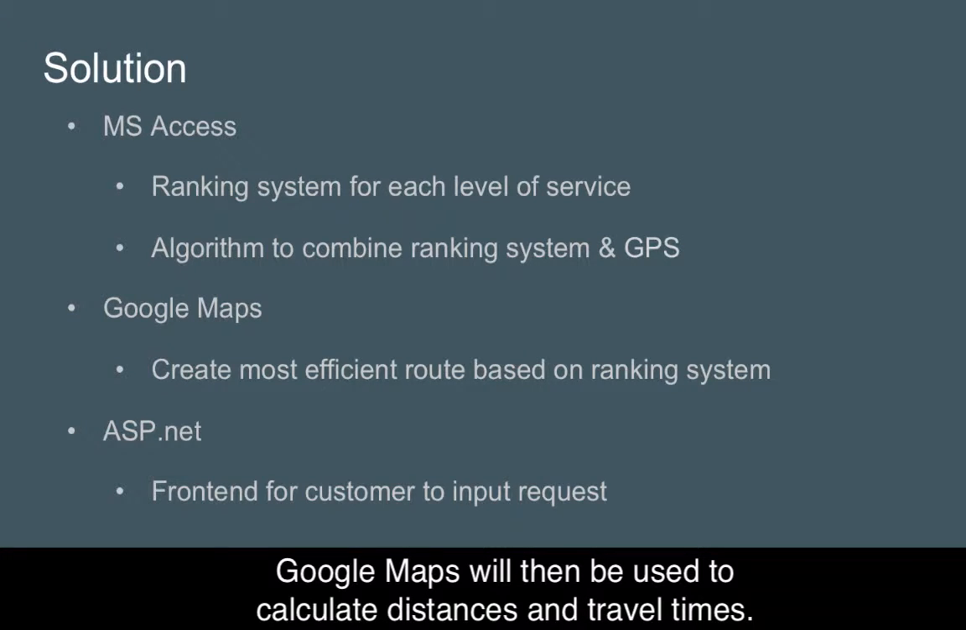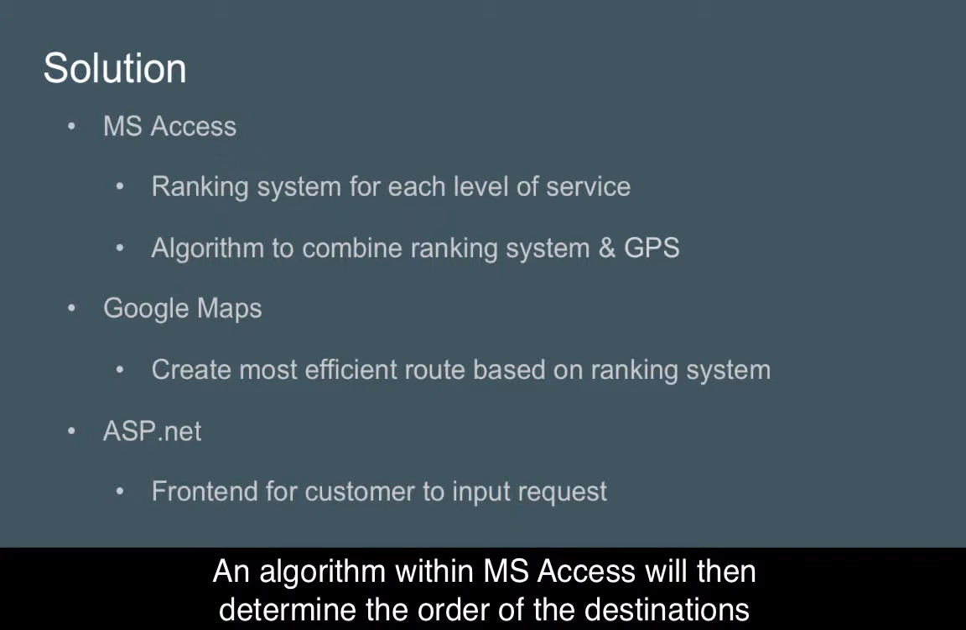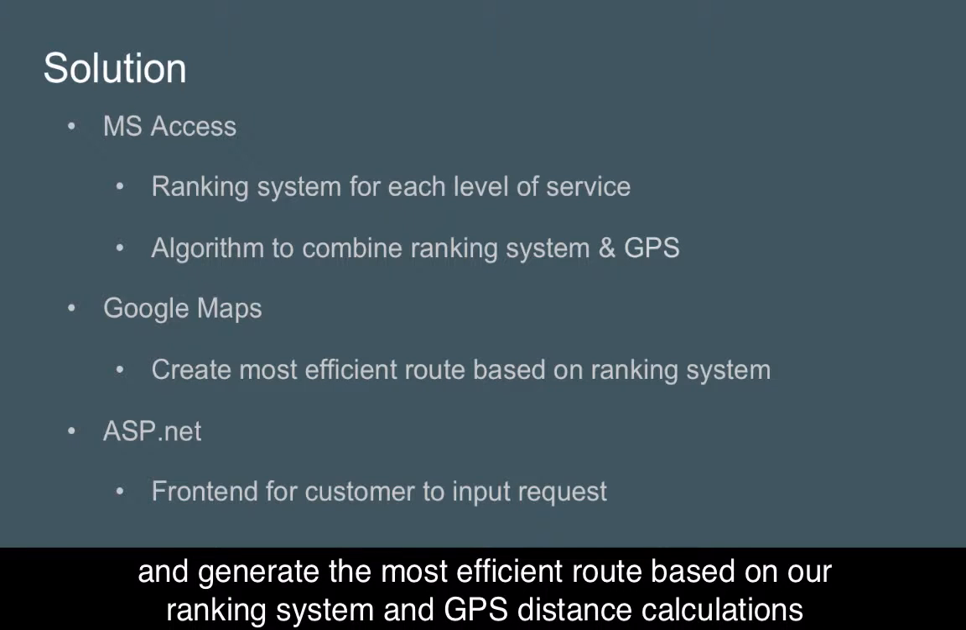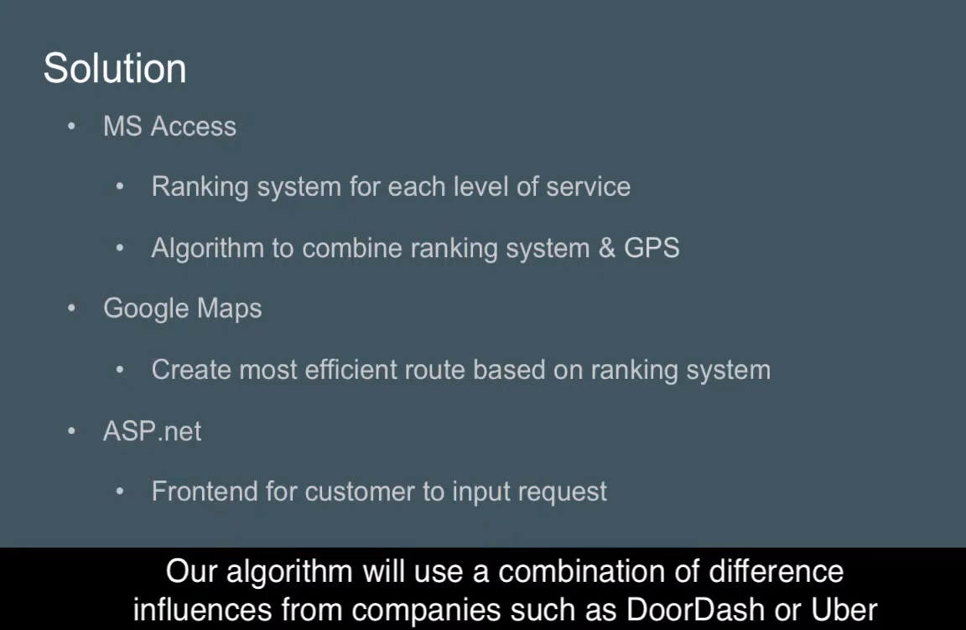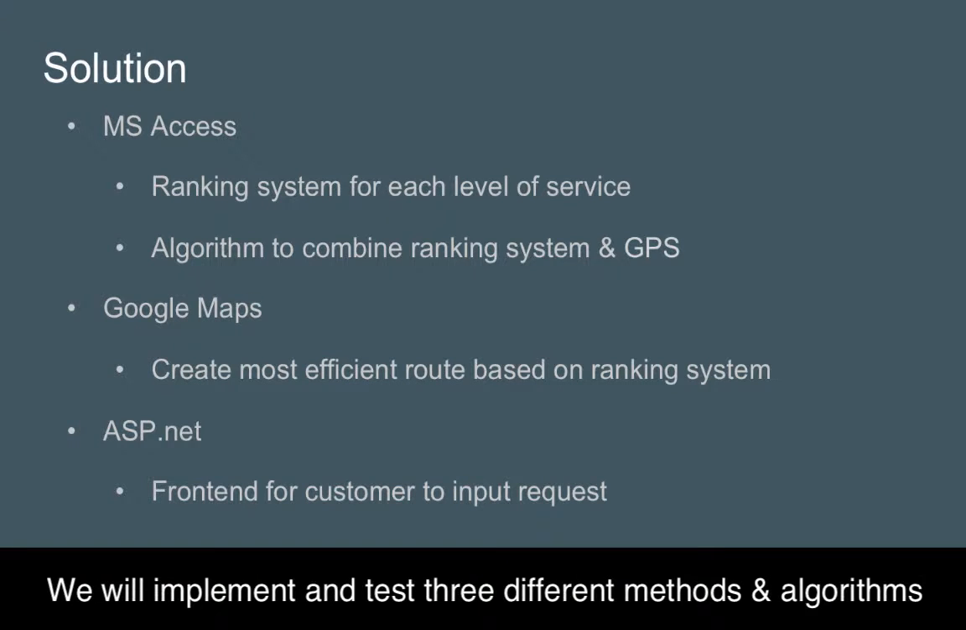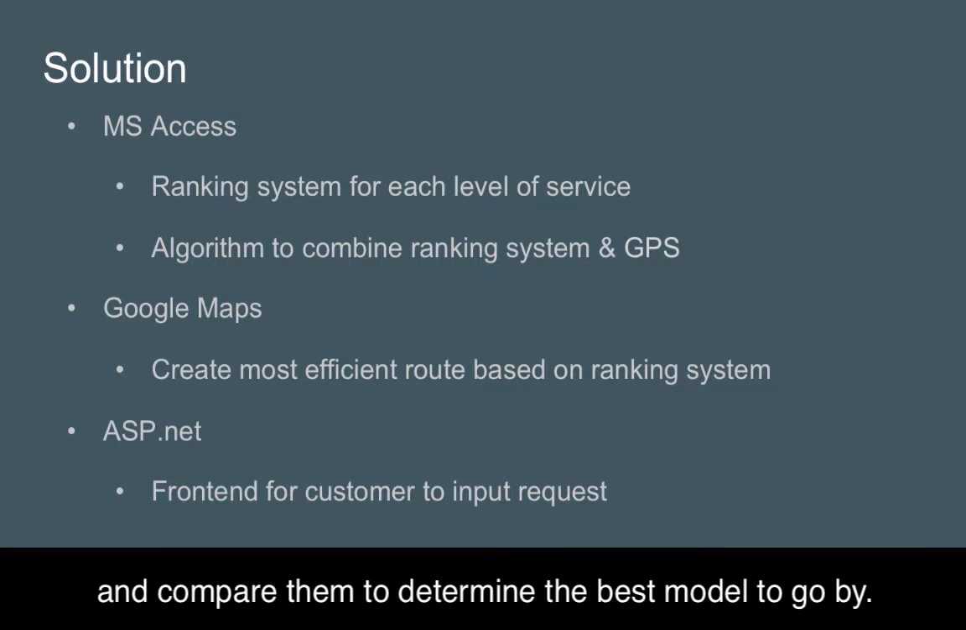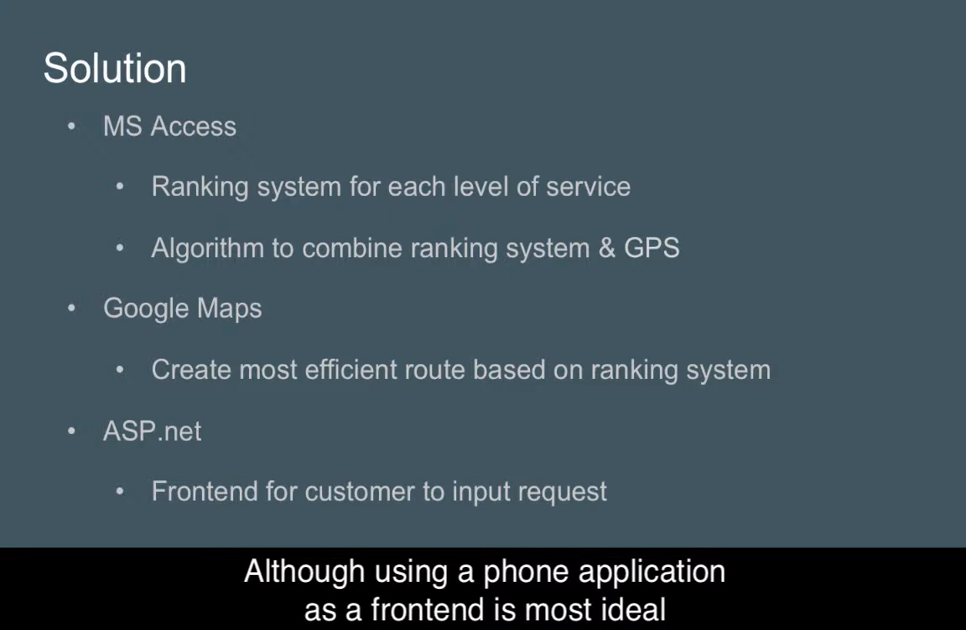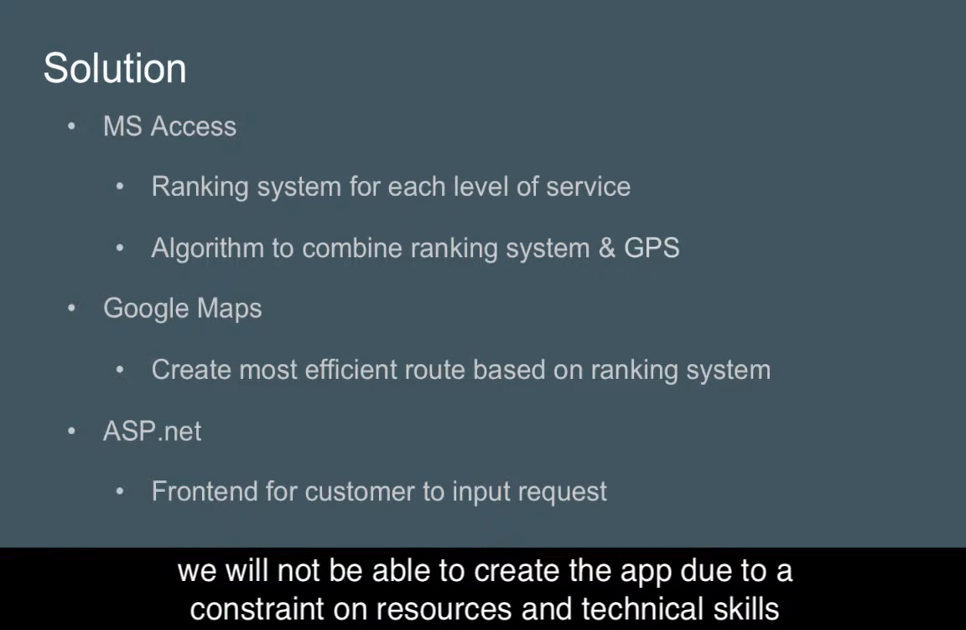Google Maps will then be used to calculate distances and travel times. An algorithm within Microsoft Access will then determine the order of the destinations and generate the most efficient route based on our ranking system and the GPS distance calculations. Our algorithm will be a combination of different influences from companies such as DoorDash or Uber, as well as our own interpretations of how to optimize the route. We will implement and test 3 different methods and algorithms and compare them to determine the best model to go by. Although using a phone application as a front end is most ideal, we will not be able to create the app due to a constraint on resources and technical skills.